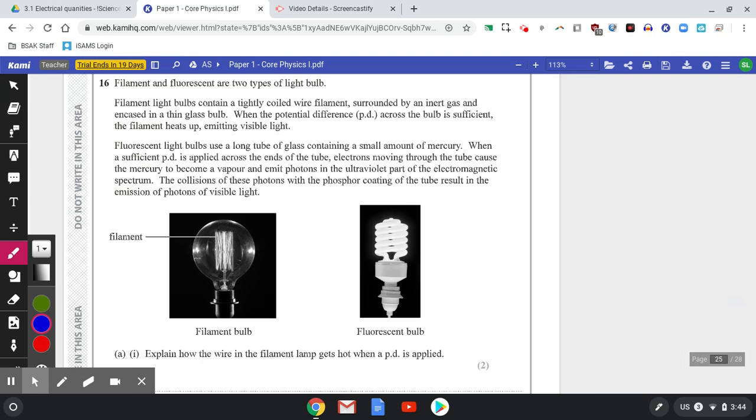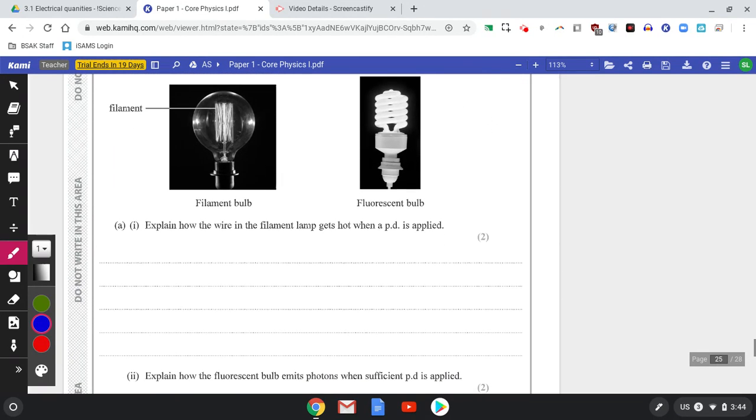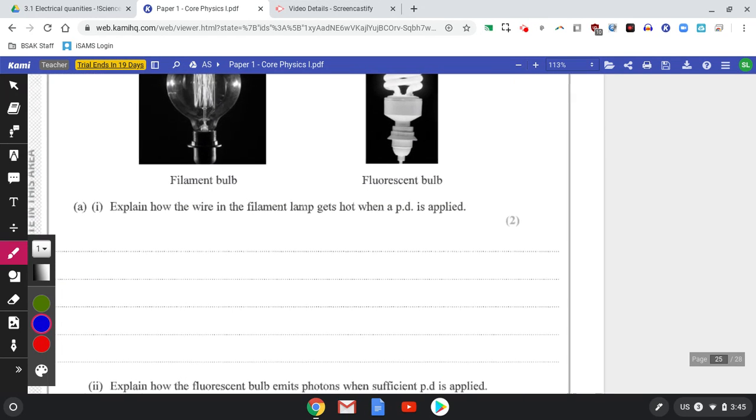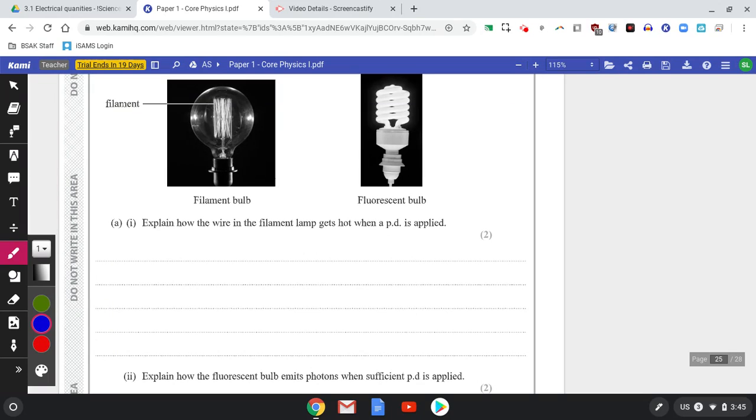Anyway, right. So first part though is explain how the two different types of bulb work. What's the mechanism here? Okay, first up, filament bulb. Right, so this is how they work. Obviously invented over 100 years ago. But basically, you've got a very, very thin, very long wire made of tungsten, a metal called tungsten.